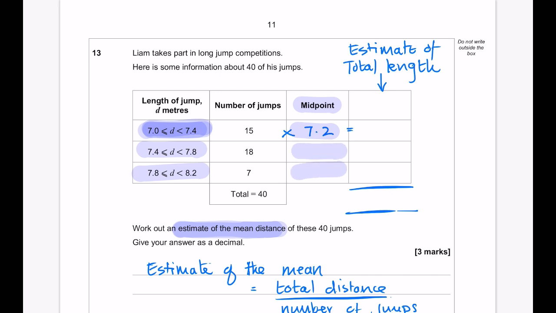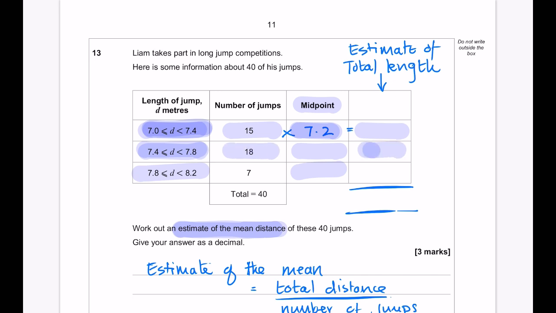Now, imagine this. The length of the jump, we don't know the exact length of the jump. So for the top one, it's somewhere between 7 and 7.4. We're going to approximate 7.2. And then we imagine there were 15 jumps of that length, so you multiply them together and get your answer. For the next region, you find the midpoint and multiply it by 18, and you'll find how many is there.